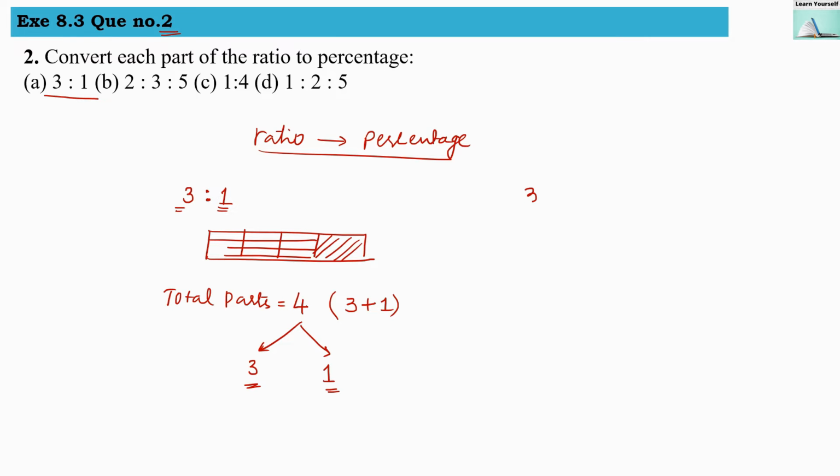So in 3 and 1, there are 2 different parts. For 3 parts, how much percentage will there be? And for 1 part, how much percentage will there be? Now these 2 percentages should be equal to 100, because percentage will not be more than 100 or less than 100. So once we find out the percentage from these parts, those 2 percentages, when we add them, should be equal to 100%. Now let us see how to solve this numerical.